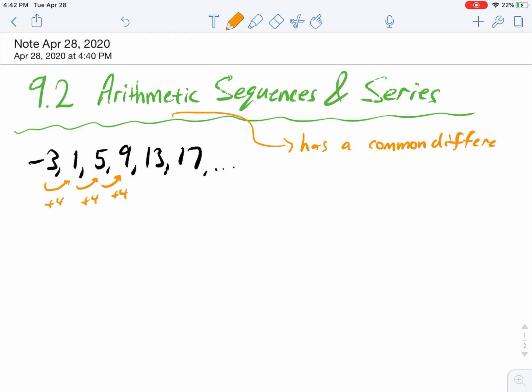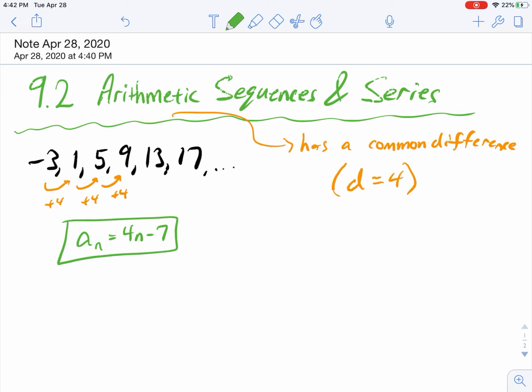So +4, +4, +4, and on. We call this arithmetic because it has a common difference. And we use the lowercase d to show that. So d is 4.